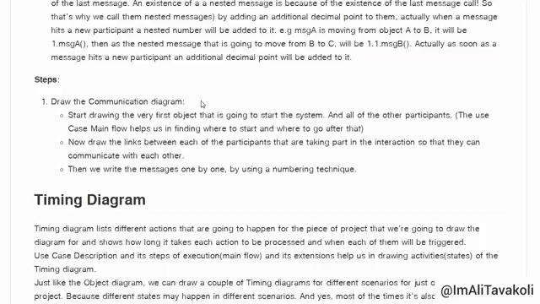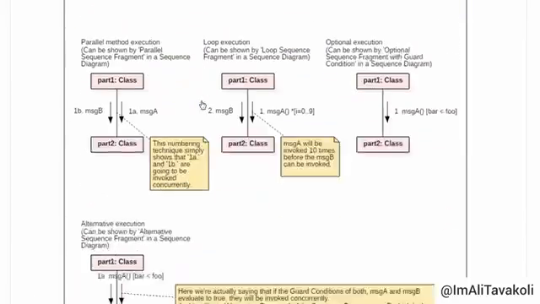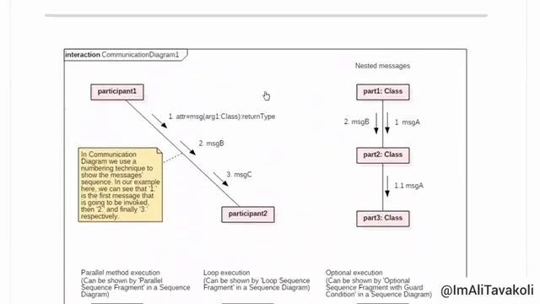And then we write the messages one by one using a numbering technique. So let's go all the way up here and take a look at our second example. Here is a very simple example of a communication diagram that we are going to demonstrate for a process. Two participants are taking part in this process. We have connected them with a link and have written the messages that are going to be triggered one after another. First, this message will be triggered, so this is number one, then number two, then number three.